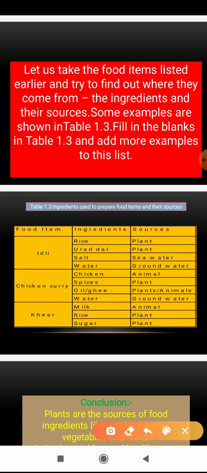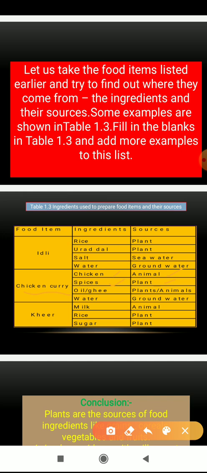Next food item is chicken curry. To prepare this chicken curry, which ingredient is used? Chicken. We know that chicken means cock or hen. So the source of chicken is animal. Next ingredient is spices. These spices include turmeric and clove. We get these spices from plants. So plant is the source of spices.